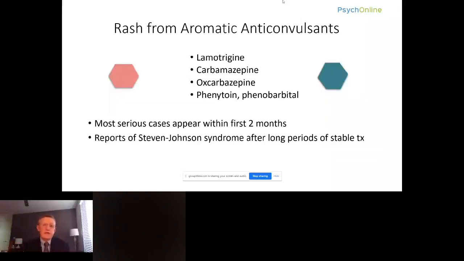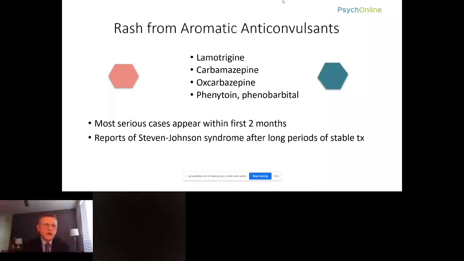Now let's move on to rashes. Of course, rashes can occur from anything. But I want to talk today about rashes from the aromatic anticonvulsants, because of course we're all aware that lamotrigine has a very big risk of this rash and sometimes even Stevens-Johnson syndrome, particularly if you move 2 doses closer together or if you raise the dose and therefore the serum level too rapidly.